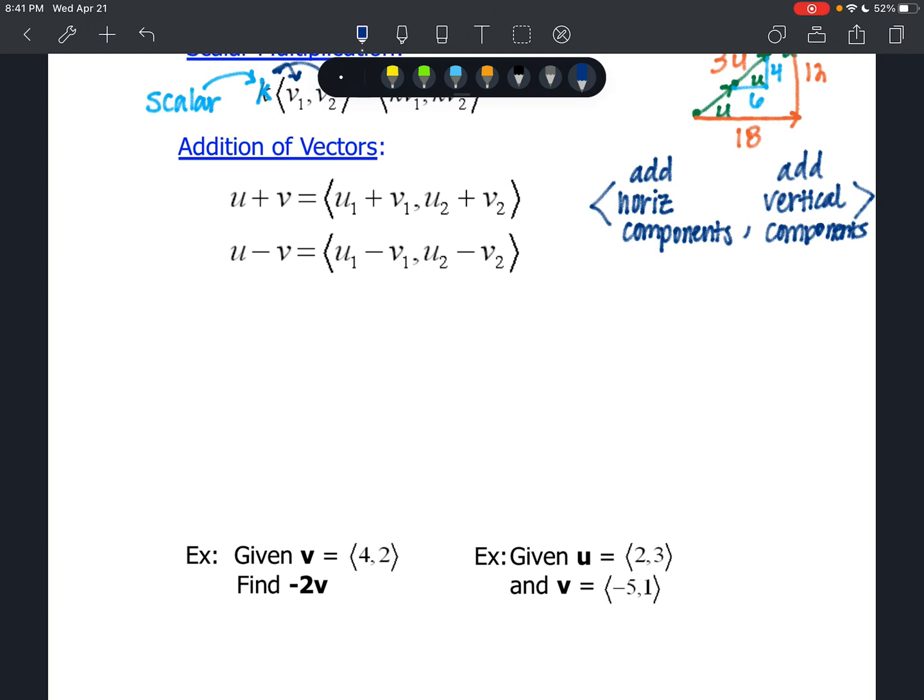Now notice the terminology they have there. U would be U1, U2, and V would be V1, V2. Sometimes seeing this vertically helps. You're going to add your horizontal components, U1 plus V1. You're going to add your vertical components, U2 plus V2. And that's how you get U plus V. Now when you subtract, you subtract your horizontal components and you subtract your vertical components.